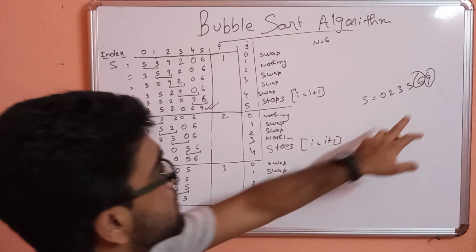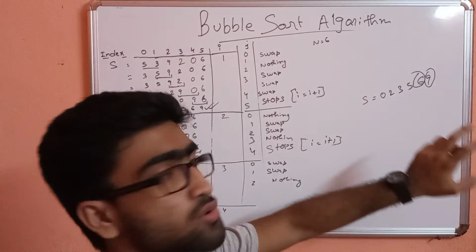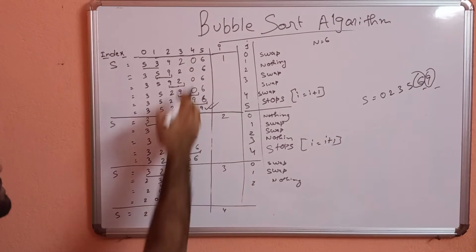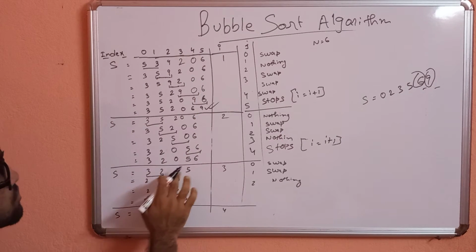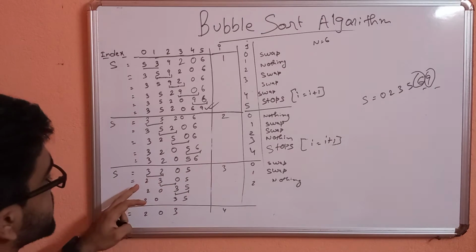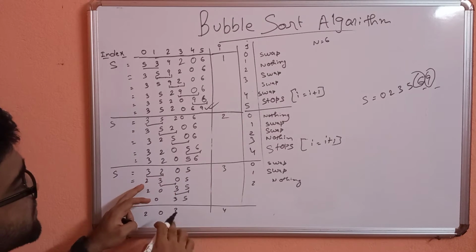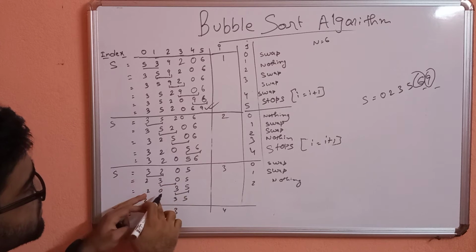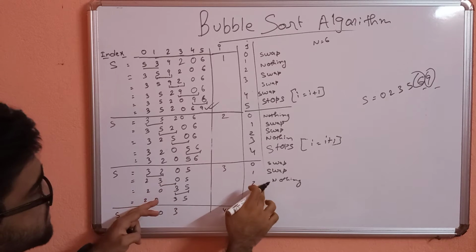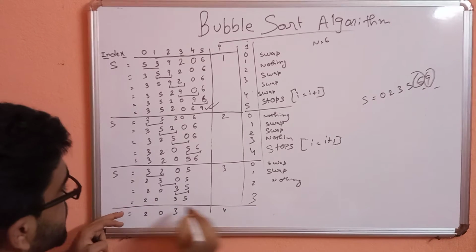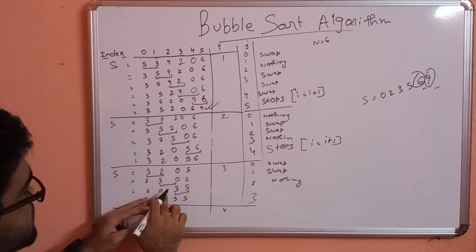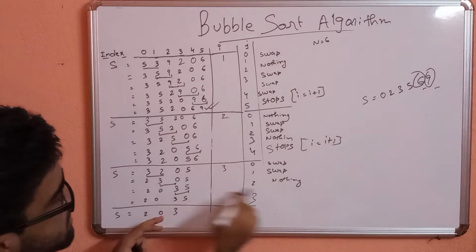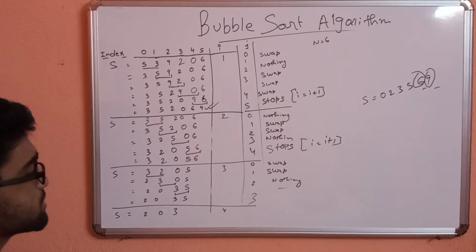These two are in sorted place, no need to move these two elements now. So I have considered up to the third index, 0, 1, 2, 3, that is 3, 2, 0, 5. Now 3 and 2 will be compared. 2 will come to the first place, j incremented. 3 and 0 will be compared. 0 came to the first place, j incremented. And now 3 and 5 will be compared. In this step nothing will change because 3 is less than 5.